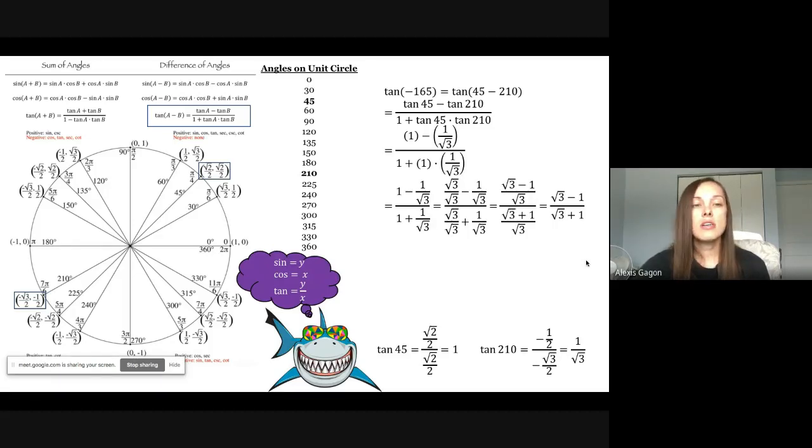Okay. I've always thought these were a little bit easier just because you're actually working with numbers here. I like numbers versus symbols a little bit better. But are there questions with that?